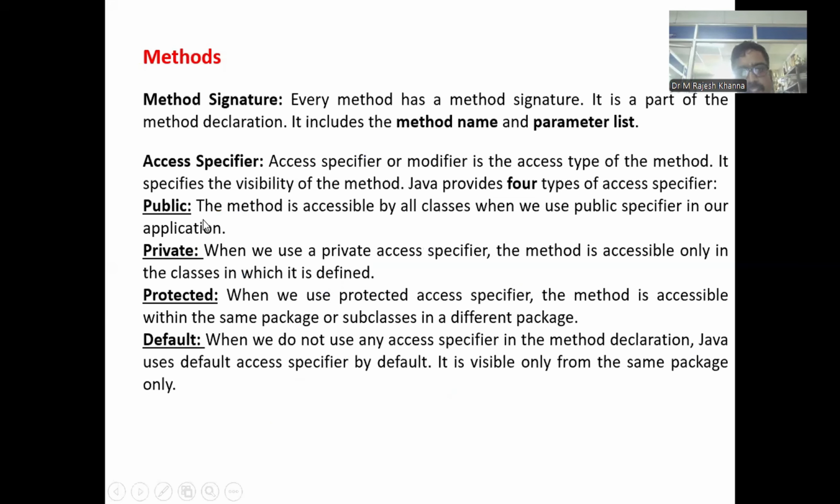The access specifier can be public, private, protected or default. Mostly we use public and private. When you use the public specifier, the method is accessible to all the classes in our application. When you use the private access specifier, the method is accessible only in the class in which it is defined. Default is when you do not use any access specifier in the method declaration; then it automatically becomes the default access specifier. It is visible only from the same package, not from a different package.